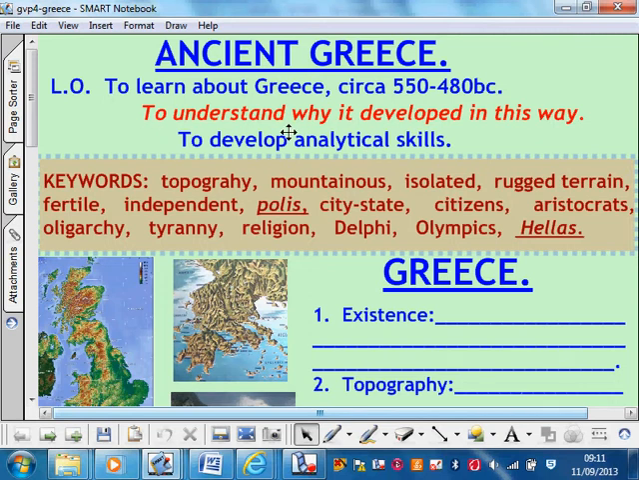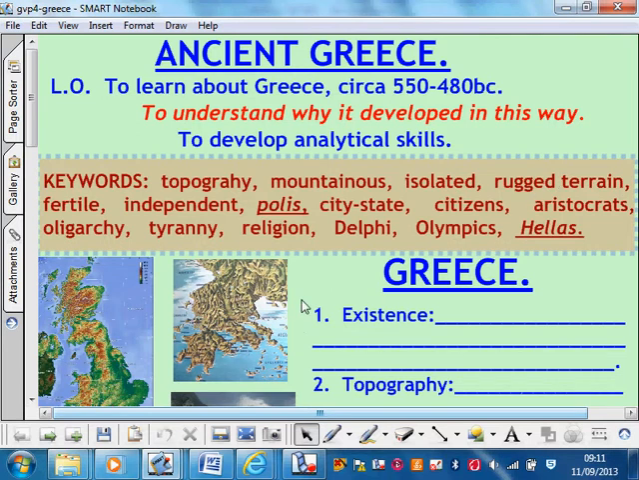To understand why it developed in this way, Greece is quite a strange place at this point in history. We're going to develop analytical skills, thinking skills. Why? Not what's happening, but why is it happening? Keywords are topography, the shape of the land, how high it is, how low it is, rivers, valleys, mountains. Mountainous, isolated. If you're all by yourself with nothing else around you, you are what we call isolated.